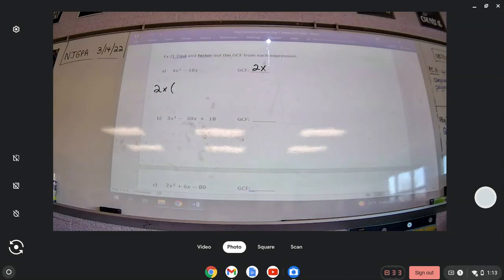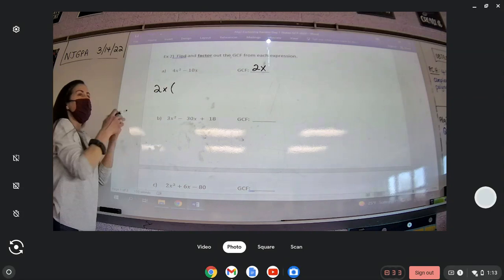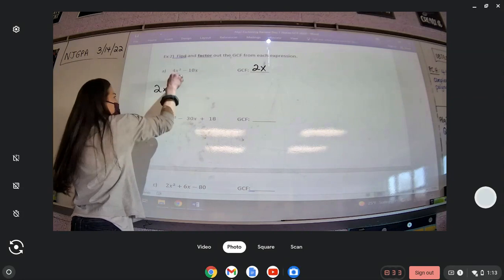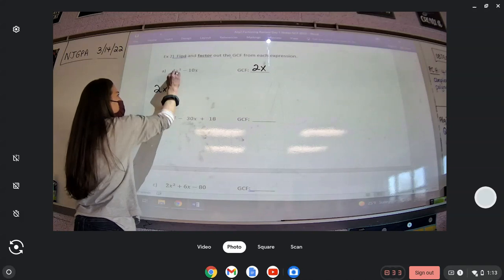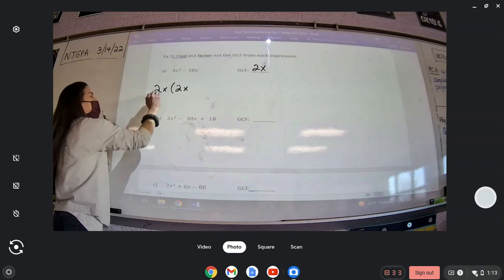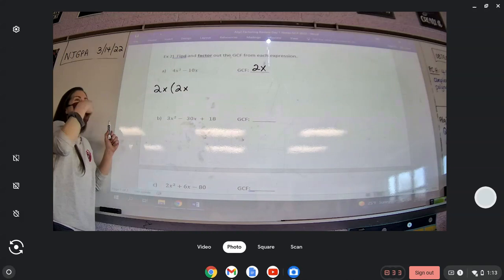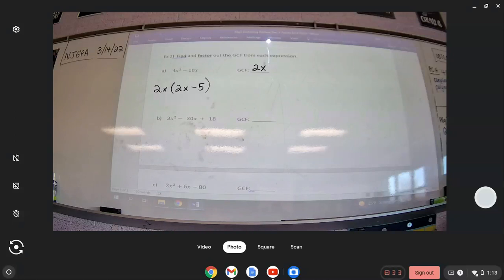Now this is how I do it, and then I'm going to show you what the book is going to tell you. But I like my way better. We're trying to break this up into two pieces that multiply to equal this expression. So think of the distributive property. If you were going to distribute 2x back in, this times what gets you back to the original? So 2x times what gets you back to a 4x squared? 2x. Beautiful. And then 2x times what would get you back to a negative 10x? Negative 5. Close. And you have just factored that expression.